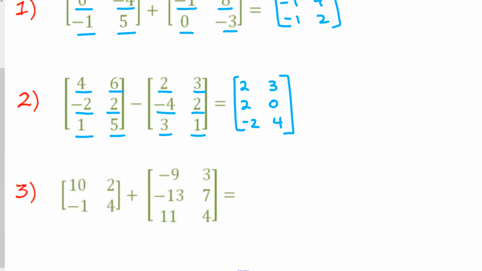How about number 3? We're adding these matrices, but let's check to see if they have the same dimensions. The first matrix has 2 rows and 2 columns, and the second matrix has 3 rows and 2 columns. The dimensions are different, so it is not possible to add these. We just don't have the numbers lining up.